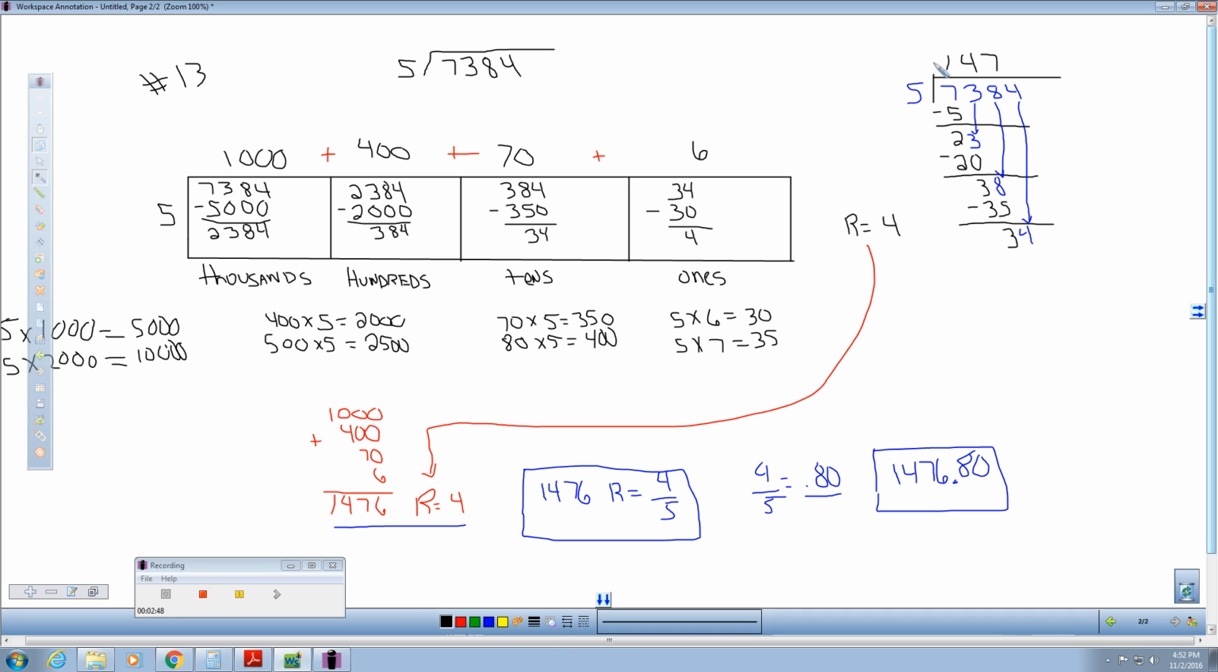Same as the other steps. 5 times what will go into 34? Well, I know I did 5 times 7 before, and that gave me 35. That's too big. So now I need to do 5 times 6, and I'll write that 6 in nicely above the 4. 5 times 6 is 30, so I'm going to write 30 here. I'm going to draw the line, subtract them, and I get 4. 34 minus 30 is 4. I don't have any other numbers to bring down, which means I'm done. So we designate this as the remainder.